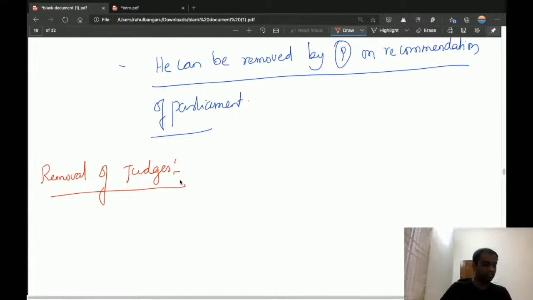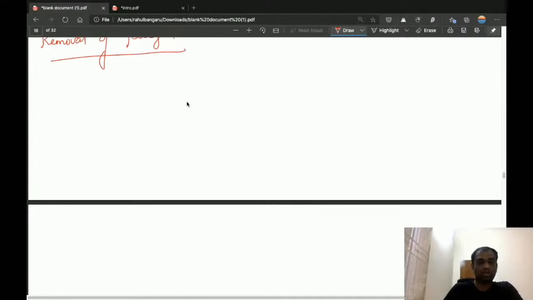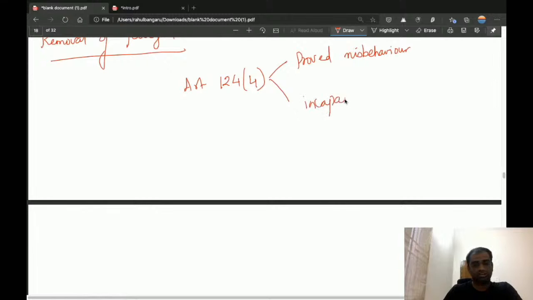Okay, now let's move on to the next part. Removal of judges. According to Article 124 Clause 4, a judge of the Supreme Court can be removed on two grounds. Those grounds are proved misbehavior and incapacity. These are the two grounds based on which a Supreme Court judge can be removed.